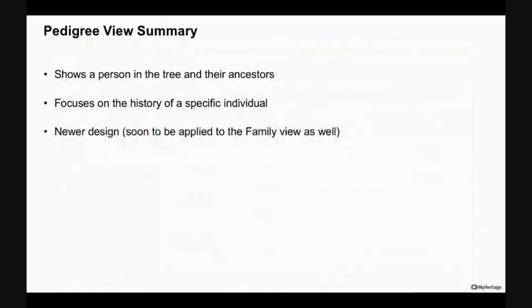The pedigree view, to summarize, shows a person in the tree and only their ancestors. It really focuses on the history of a specific individual, going back to their ancestors, their pedigree, where they came from, and removing all the other people that are not their ancestors. And it has a newer design that will soon be applied to the family view as well.